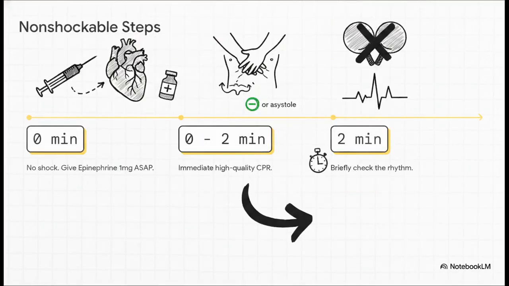Because we aren't prioritizing a shock, our immediate timeline looks totally different down here. If the rhythm is PEA or asystole, marked by that green minus sign, we immediately continue CPR for 2 minutes. But notice the big contrast. We give 1 milligram of epinephrine as soon as possible. Unlike the shockable pathway, non-shockable arrests require early epinephrine to really try and stimulate that cardiovascular system.